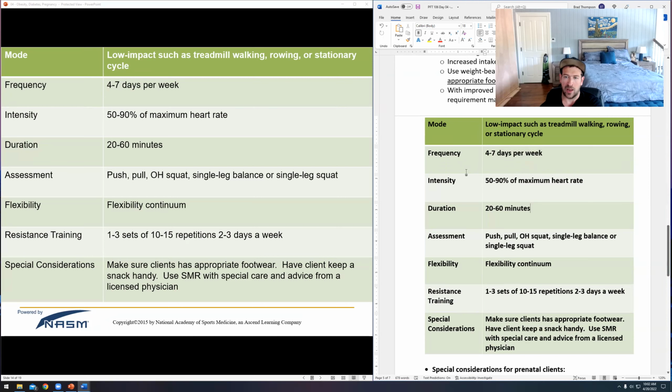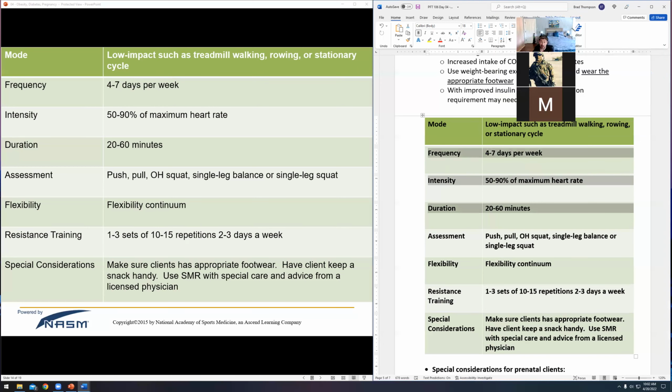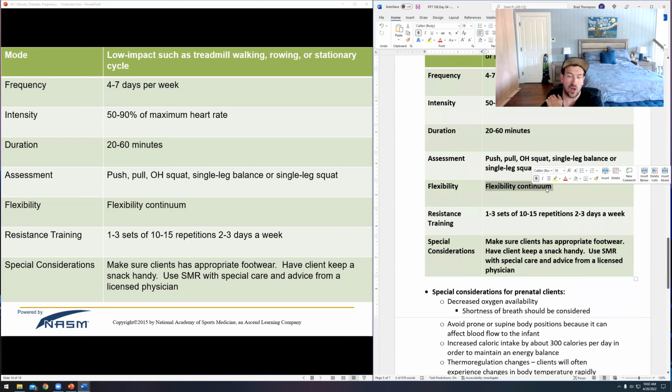That's also a wide range, right? Honestly, most diabetic clients you can treat as a completely regular client and push them really hard. You just need to make sure that the other things they may be dealing with aren't going to be affected by that. Assessments, totally normal. Push, pull, overhead squat, single leg balance, single leg squat, totally normal. Flexibility continuum, also totally normal.